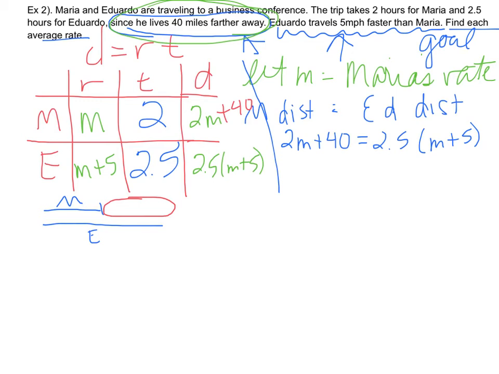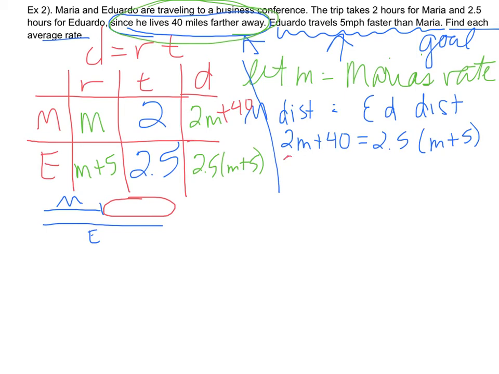There it is. The big deal with this problem: set up your chart. As soon as you see it starts talking about distance and time and rates, set up your chart. Your ultimate goal is to have the distances equal. So with those distances equal, you have to set that up. Okay, now you just solve.